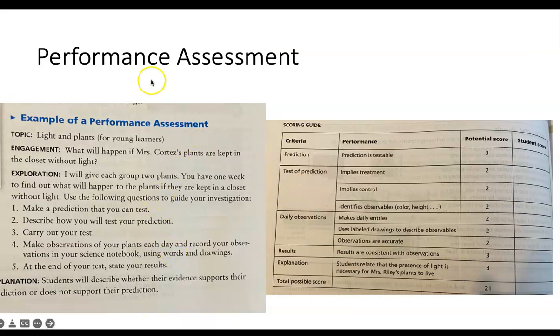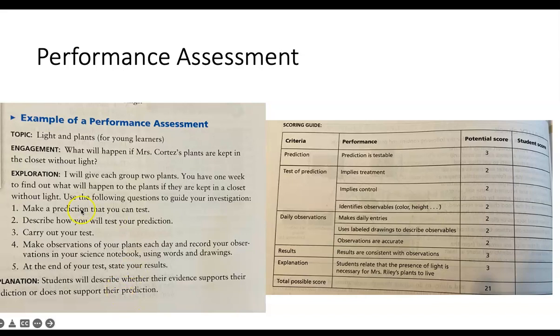Here's another example of a performance assessment. We've talked a bunch about the standard where we identify what plants need to grow. So the topic is lights and plants. The engagement is what will happen if Mrs. Cortez's plants are kept in the closet without light. For exploration, the students will get 2 plants, and they have 1 week to find out what will happen to the plants if they're kept in a closet without light.